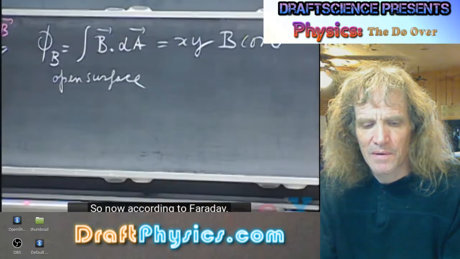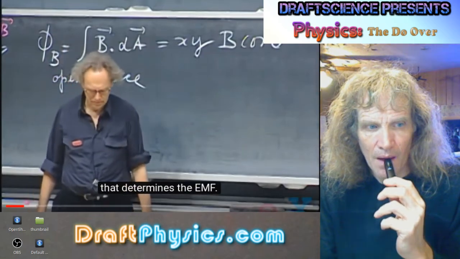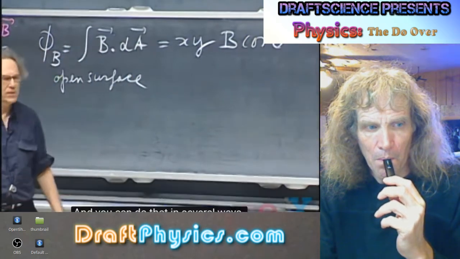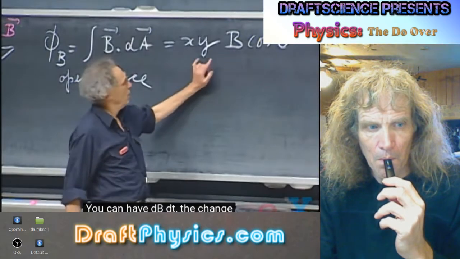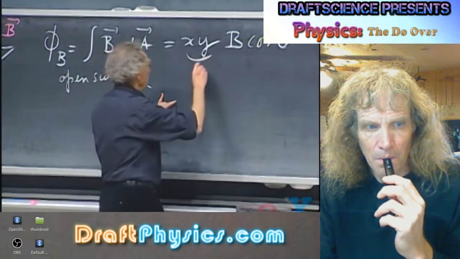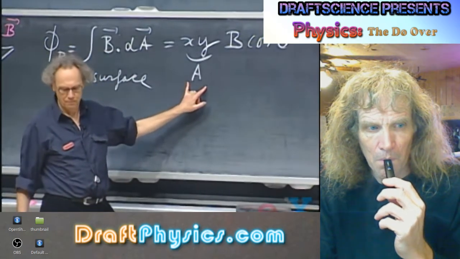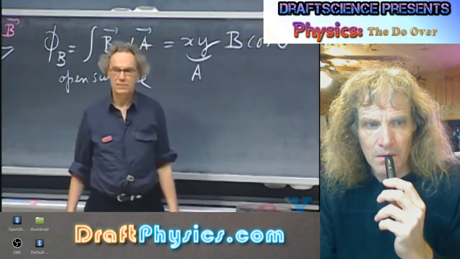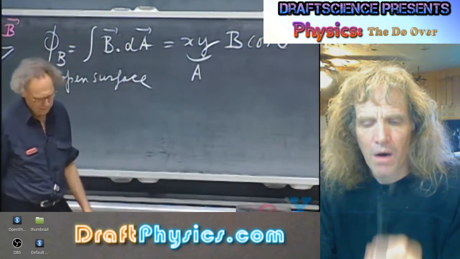So now, according to Faraday, it is the time derivative of this quantity that determines the EMF. And you can do it in several ways. You can have a dB, the change in the magnetic field. This is the area, A, of the loop. You can change the area. You can have a dA dt. But you can also change theta. You can have a d theta dt. And I will look at those today.